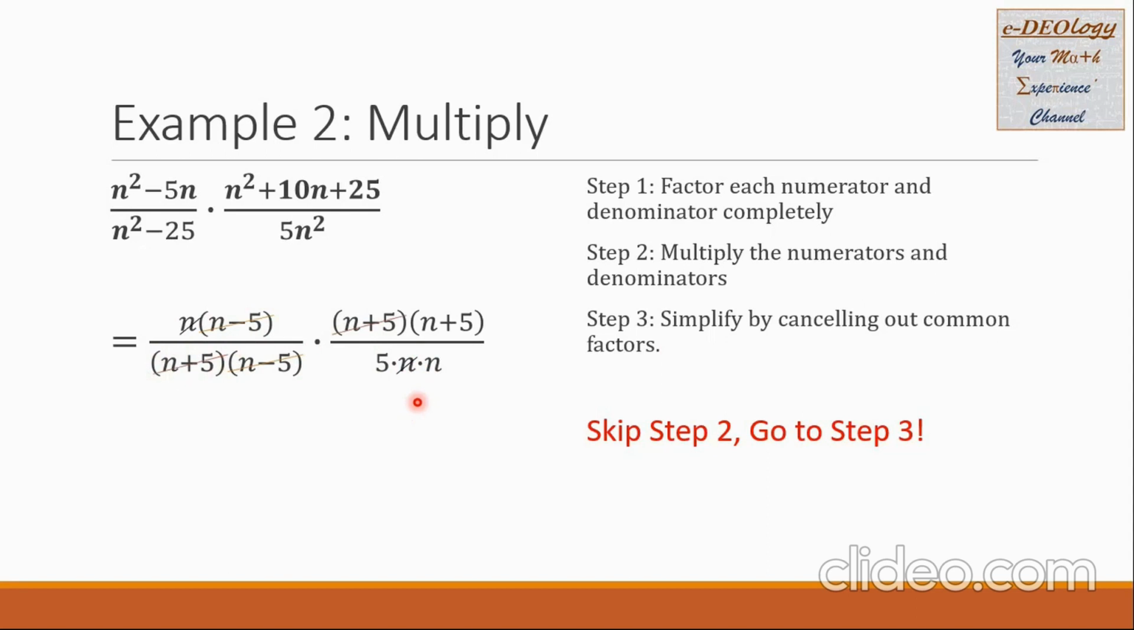And then we will just collect the remaining factors. In the numerator, only the n plus 5 remains. In the denominator, we write the 5, also this n. So this n plus 5 over 5n is our final answer. Let us have example 3.